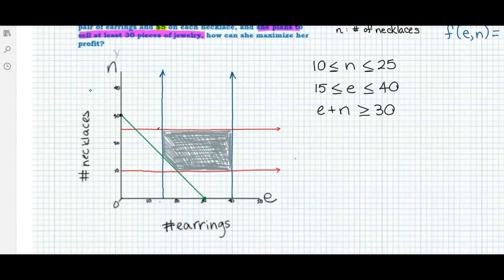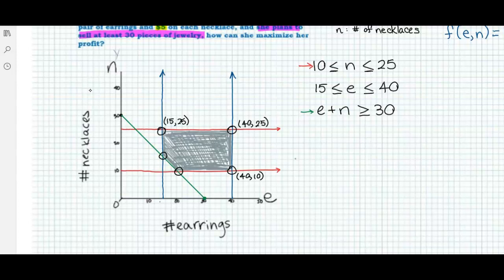Now I'm going to end up with 1, 2, 3, 4, 5 vertices. I'm going to start right here. This is the vertex 40, 10. This is the vertex 40, 25. This is the vertex 15, 25. These vertices are going to be a little bit harder to figure out, but I know that this is the intersection of my green equation and parts of my red equation.